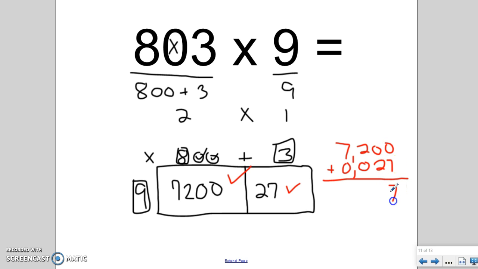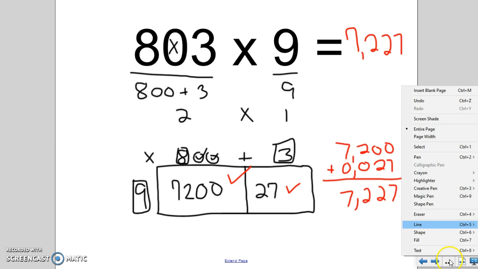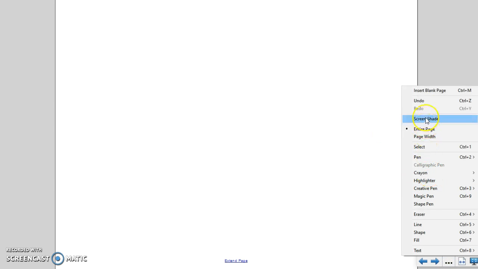0 plus 7 is 7. 0 plus 2 is 2. 2 plus 0 is 2. Put my comma in where it goes, and 7 plus 0 is 7. So my total answer, guys, is 7,227. Now, if I were going to go to a 4-by-1 multiplication problem, it would be the exact same thing.